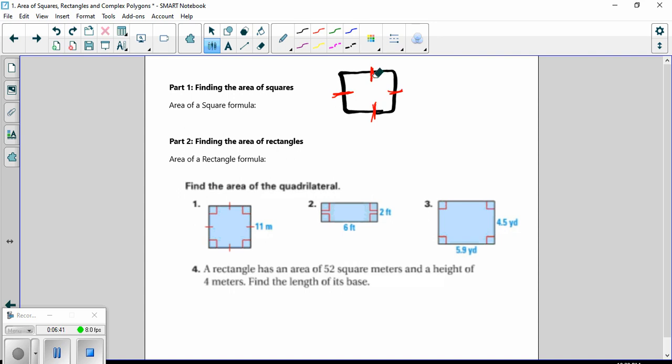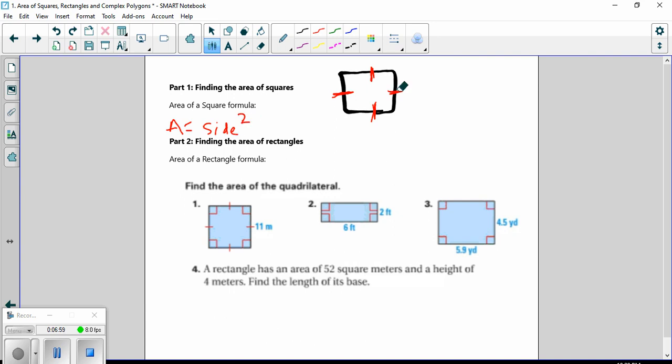So there's two different formulas that we can use for area of a square. One of them is area equals whatever the side length is squared.